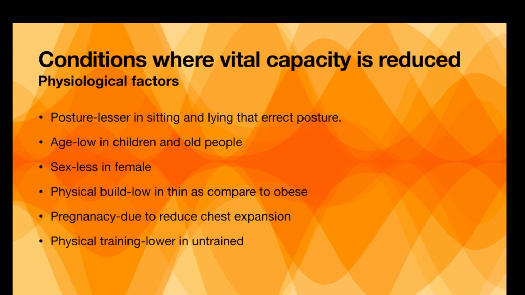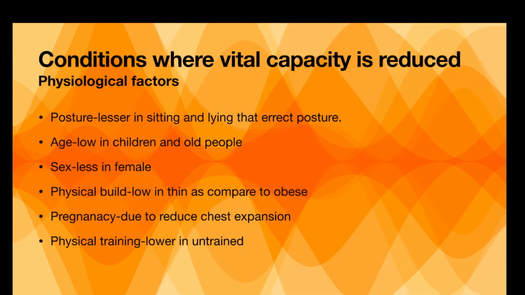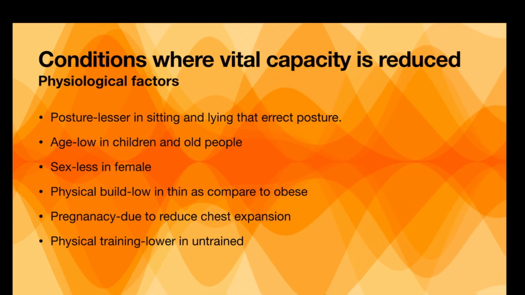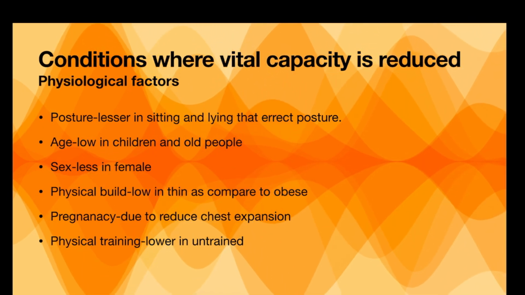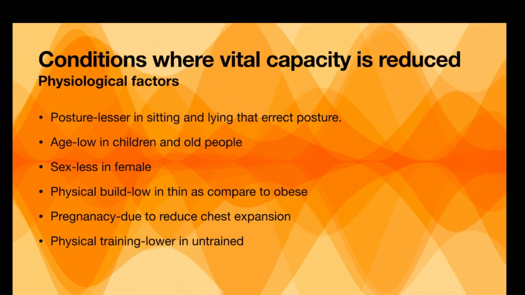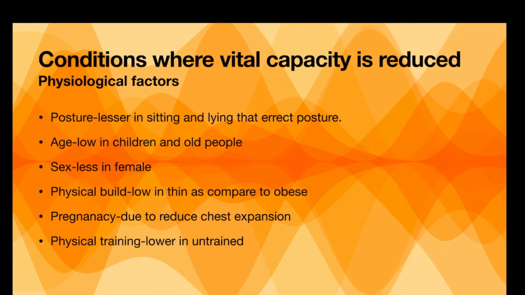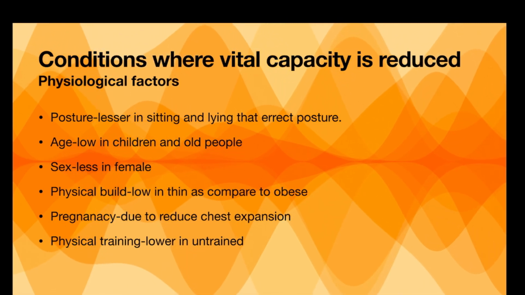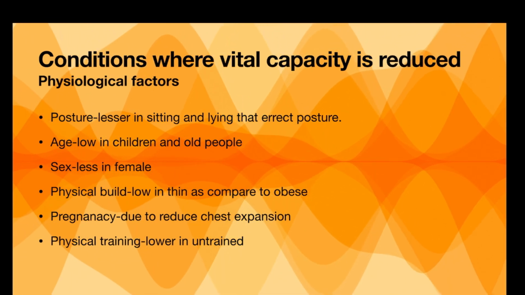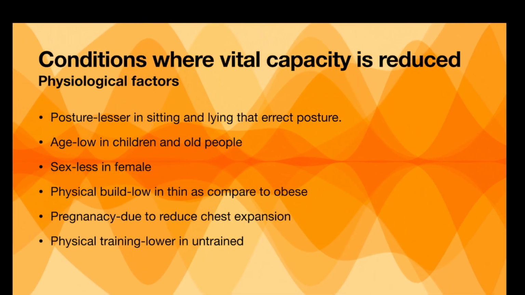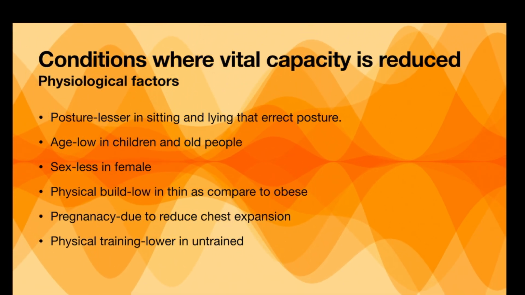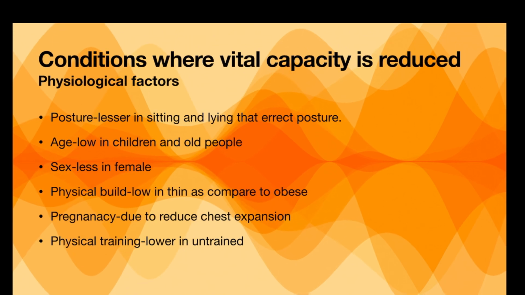Next question is, which are the conditions where vital capacity is reduced? First we'll see the physiological factors. First is posture. It is less in sitting and lying position than in the erect posture. Then the age, low in children and old people as compared to adults. Then the sex. It is less in females as compared to males. Then the physical build. It is low in thin persons as compared to obese. Then pregnancy. It will reduce due to chest expansion. And then physical training. It is lower in an untrained person than in a trained person.